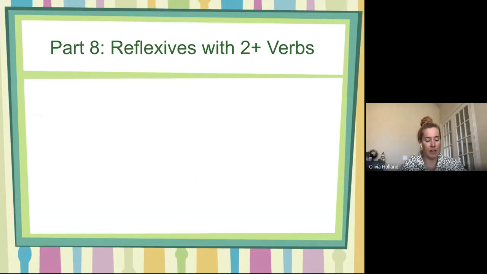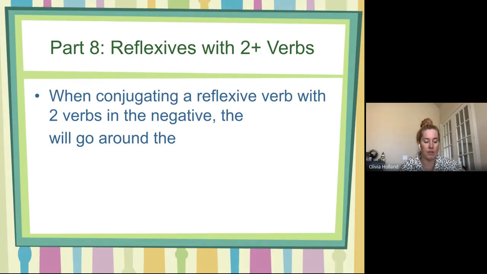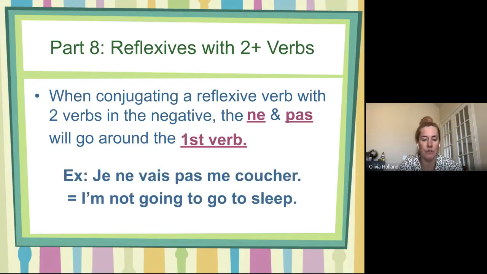And when you want to do this with a negative, the ne and pas are just going to go around your first verb. So as an example, je ne vais pas me coucher. I'm not going to go to sleep or go to bed, okay? You are welcome to watch this video as many times as you like. Hopefully this makes sense. It's not that different. You still have to conjugate verbs. You're just adding in these little tiny words.